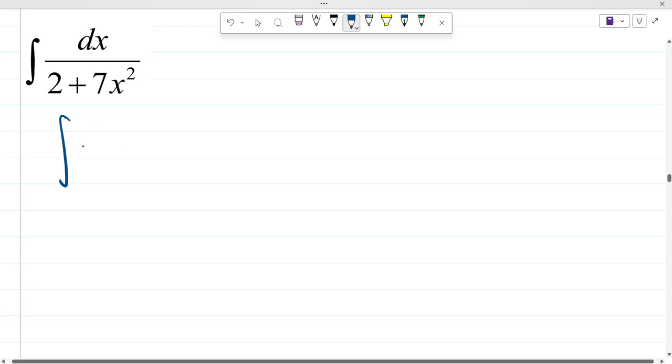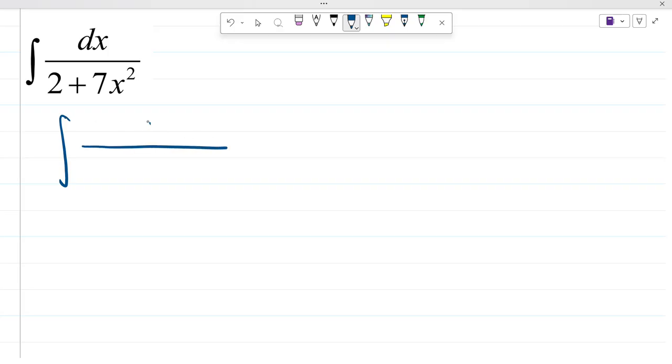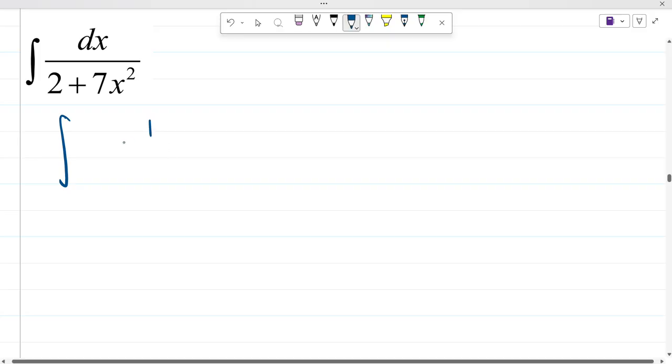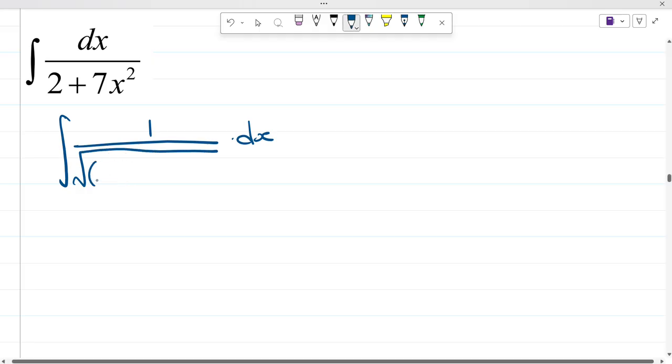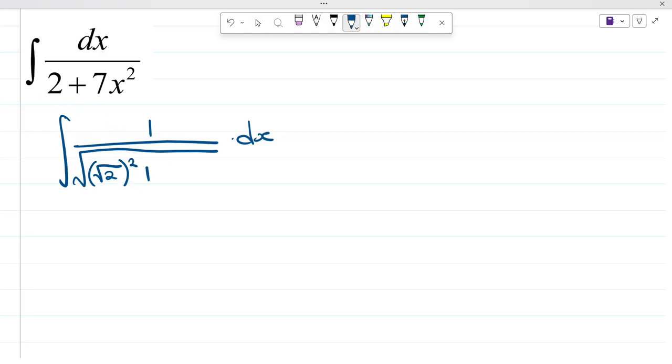Okay, so here we have 1 on our numerator, and then dx, and then inside the square root we've got square root of 2 squared. So 2 is the same as square root of 2 squared, you understand? So this will go back there, and then plus 7, which is the same as square root of 7 squared multiplied by x squared.